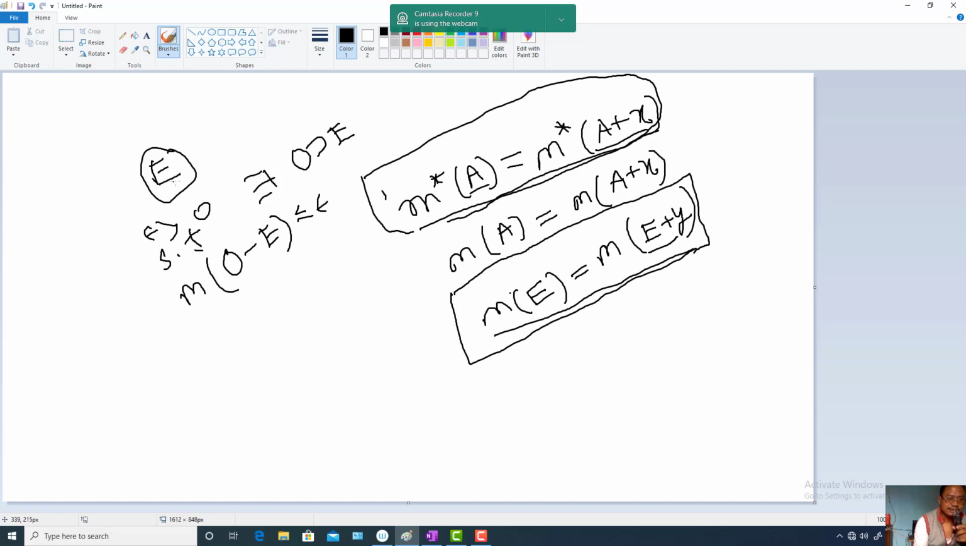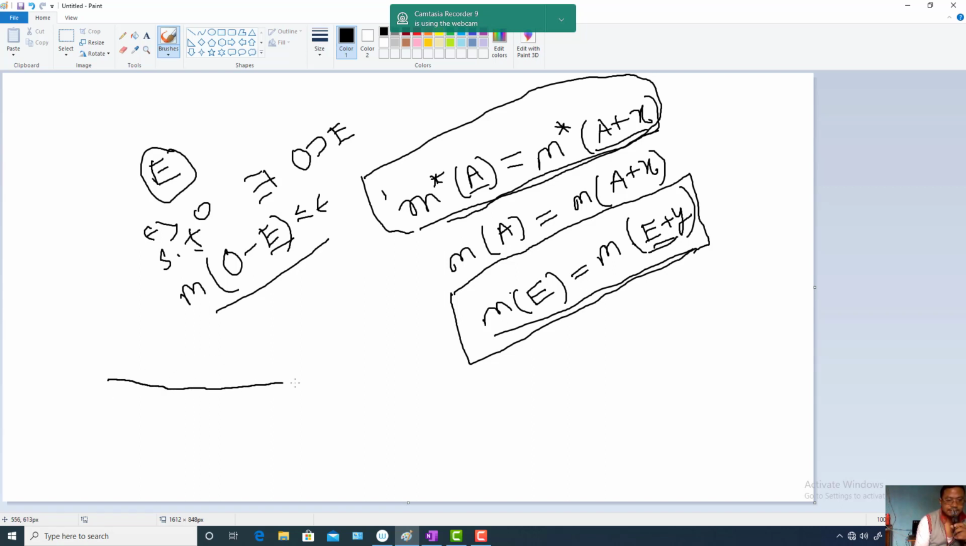Let me repeat again. A set E is measurable if and only if for a given epsilon there exists an open set O containing the set E such that this inequality holds true. Then we say that this set E is measurable. We are going to apply this theorem in proving that E plus y is measurable. Let us draw one diagram again.